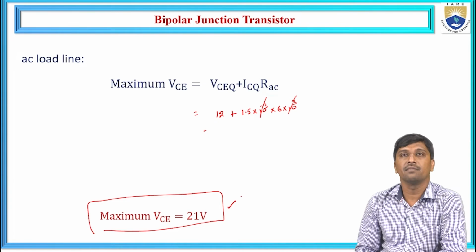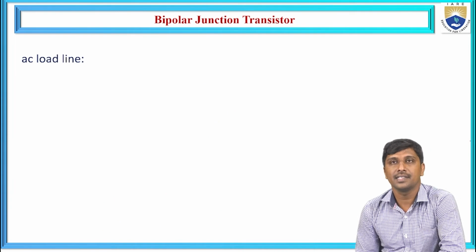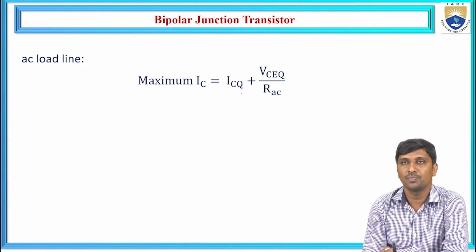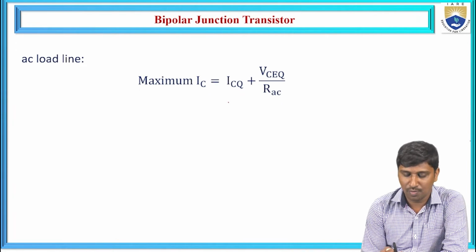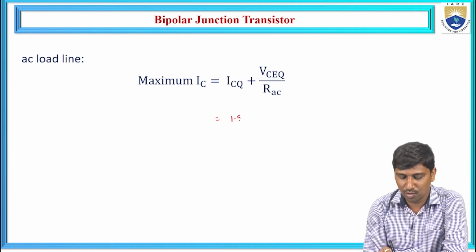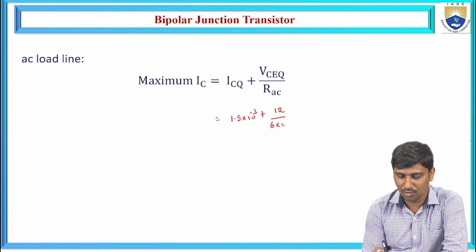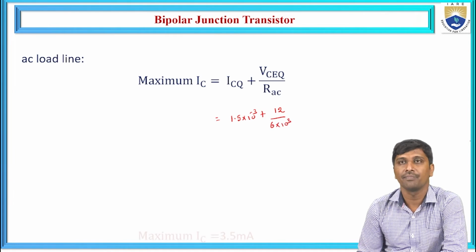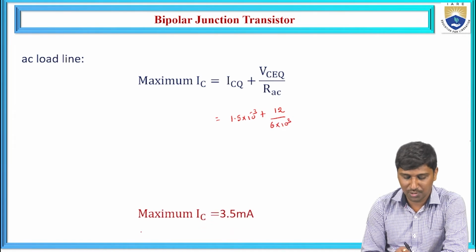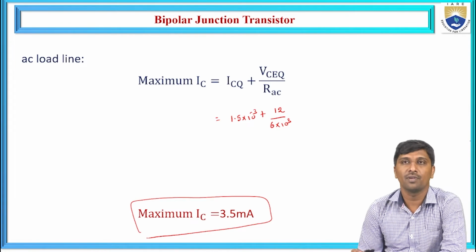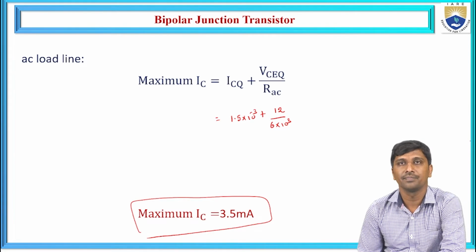Similarly, we need to calculate the maximum IC, that is ICQ plus VCEQ by RAC. This is 1.5 into 10 power minus 3 plus 12 divided by 6 into 10 power 3, where RAC is 6 kilo ohms. By solving this, the maximum IC value is 3.5 milliamperes.